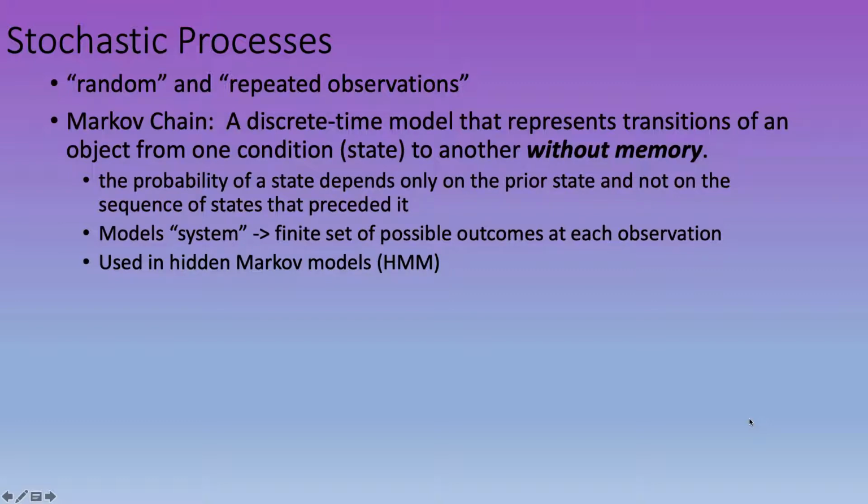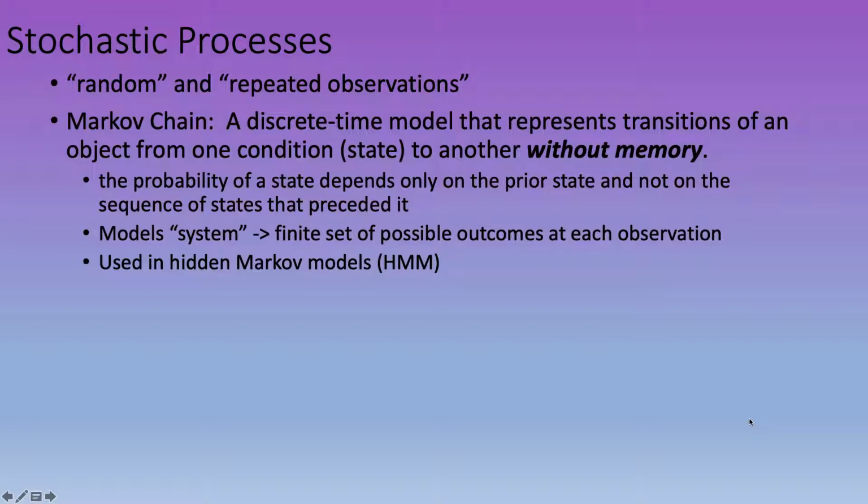So let's go back a little bit. We talked about random processes, stochastic processes, a while ago when we were talking about distributions and series of coin flips, things of that sort. Today we're going to be talking about some more of these discrete random variables, right? So these discrete stochastic processes. And remember, when we talk about stochastic processes, we're talking about something that's random, and we're going to be doing repeated observations. The kind of stochastic process we're going to talk about is a Markov chain.